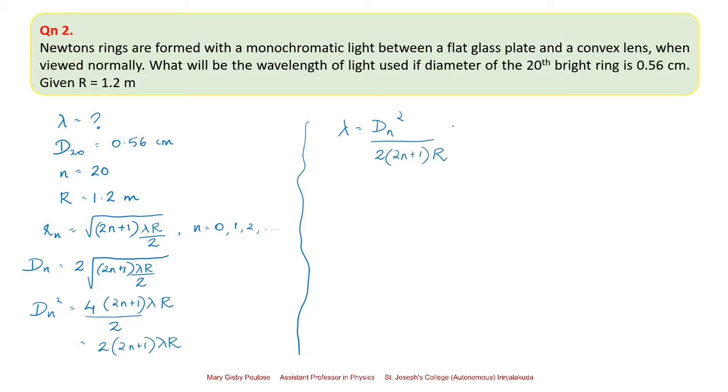So substituting the values here, we can write 0.56 into 10 raised to minus 2 in meters, square, divided by 2 into (2n is 2 times 20, that is 40, plus 1) into r, 1.2. You can use your calculators, pause the video and do the calculation. Thus, the wavelength is obtained as 3.186 into 10 raised to minus 7 meters.